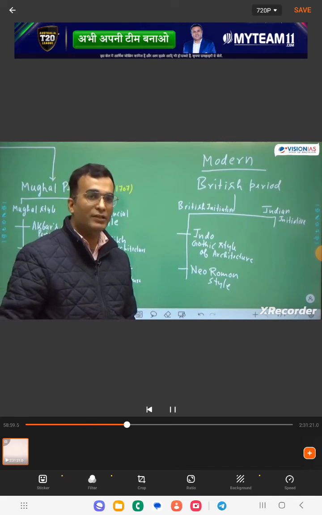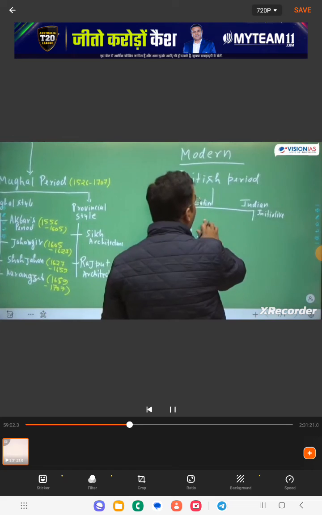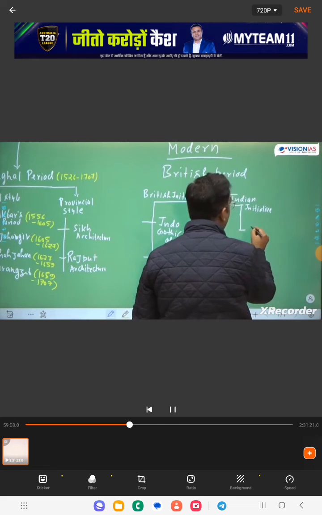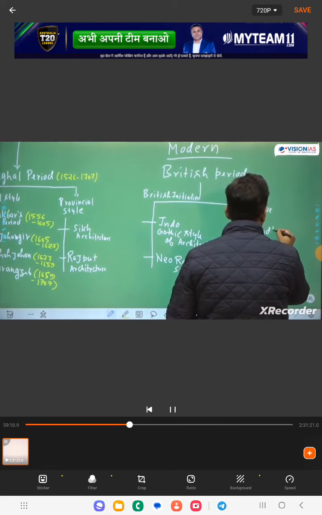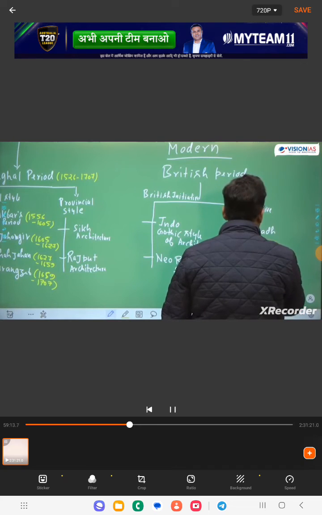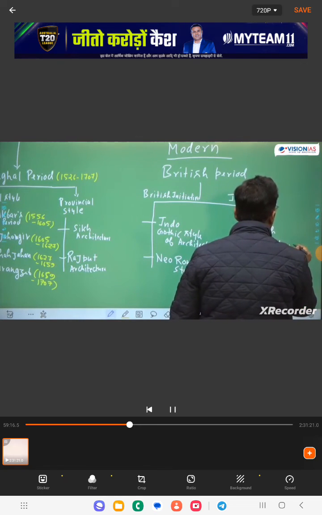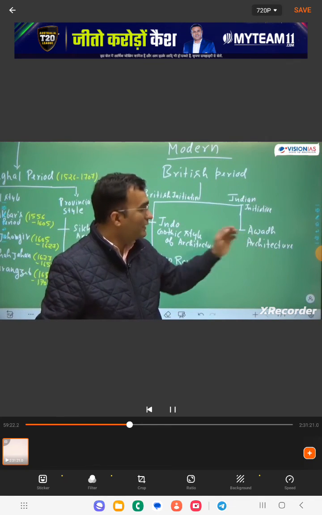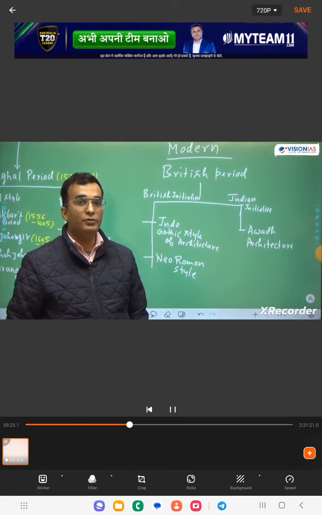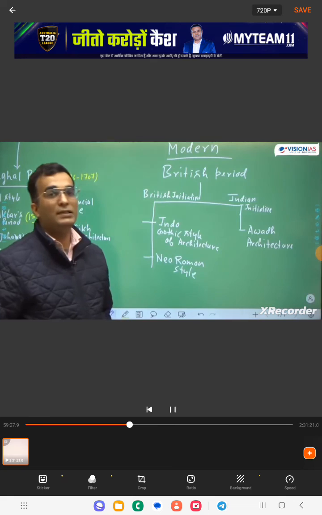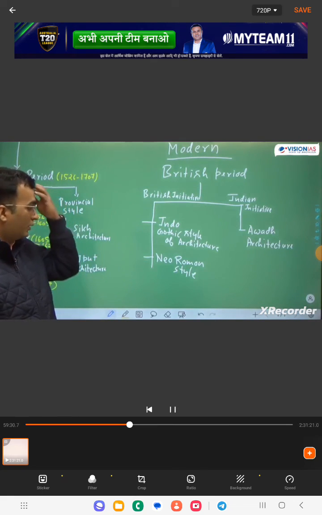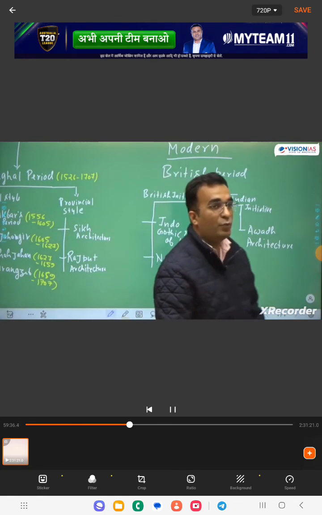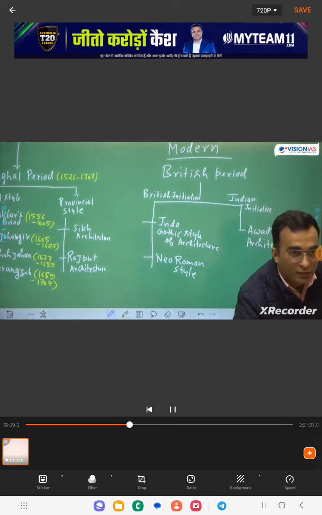So 1800 to 1947. Then when it comes to Indian initiative, here only one initiative we will talk about, and that is the Awadh architecture. At the time of the British, the Lucknow architecture is one of the finest architecture which we call Awadh architecture. So we will see what is there in the Awadh architecture. These are the topics that we are going to see in the upcoming 6 classes. Please get yourself acquainted with this particular chart.